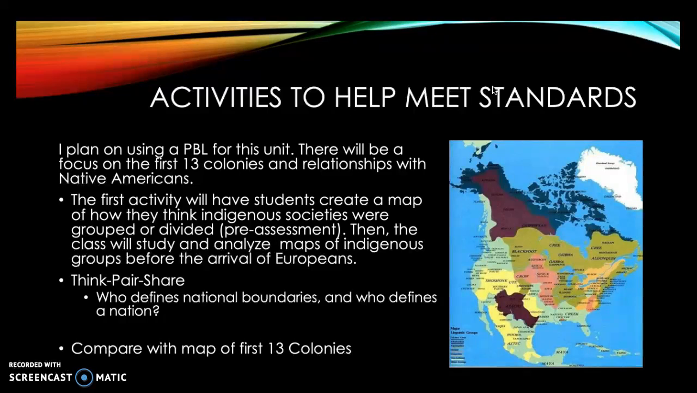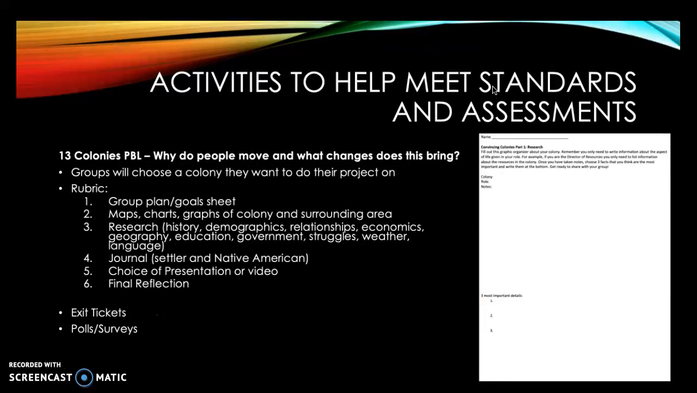And then they can also compare an original map of the indigenous groups with a map of the 13 colonies, and think about the changes this brought and the impacts it made. These activities will also be useful later in the PBL when students have to create their own maps. Throughout the PBL, I want students to think about why people move and what changes it brings, for the good and for the bad.